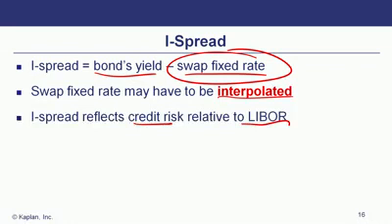The bond yield, if the bond has a yield of 5% and the swap fixed rate is 3%, well, that gives us a 200 basis point spread. If that spread gets wider relative to LIBOR, then we've seen something happen with the relative risk between those two instruments, between LIBOR, or swaps, and the bond's yield. So that's called the I-spread, and it's just the bond yield minus the swap fixed rate.